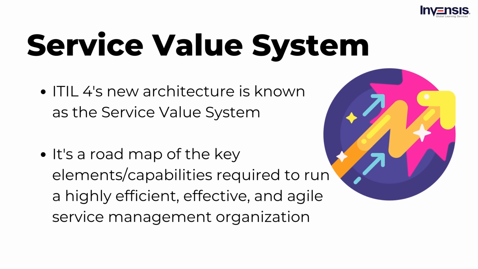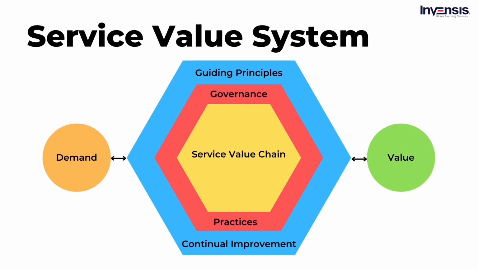It is a roadmap of the key elements or capabilities required to run a highly efficient, effective, and agile service management organization. The schematic diagram seen here is the ITIL4 service value chain. In ITIL4, these activities in the service value chain represent the steps an organization takes to create value. So let's look into each activity in detail.